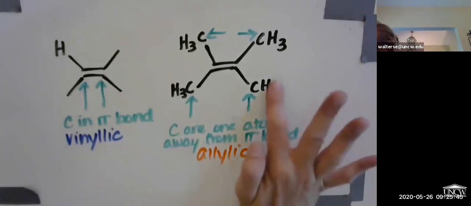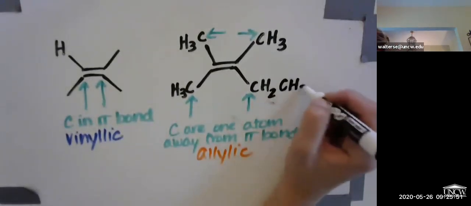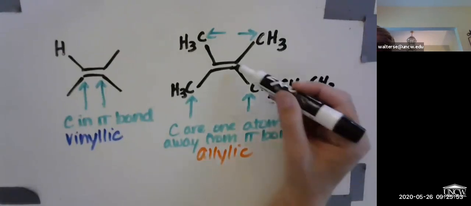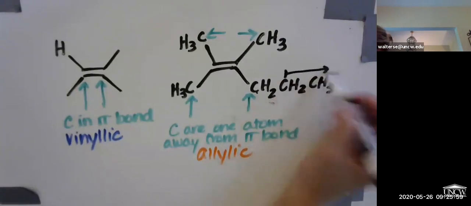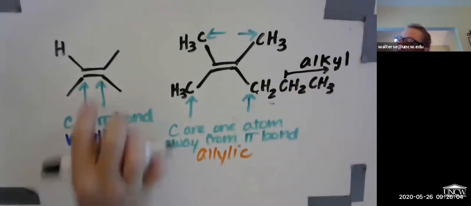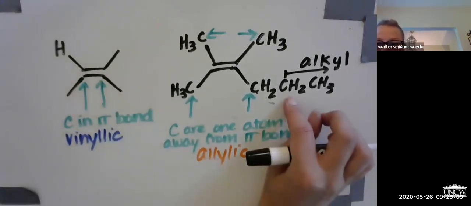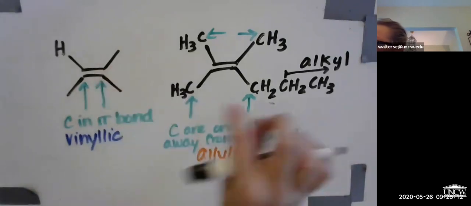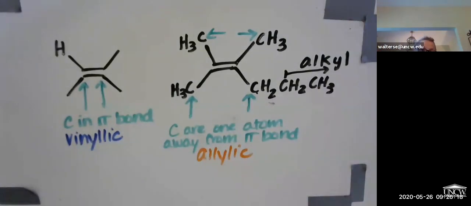Now, if instead of having just one carbon out here, you had a chain, you have vinylic, allylic, and then anything over here is called alkyl. It's kind of like saying this is my house, this is my next door neighbor, and then these are people down the street. So vinylic, allylic, alkyl. Those words should be on flashcards after today's lecture.